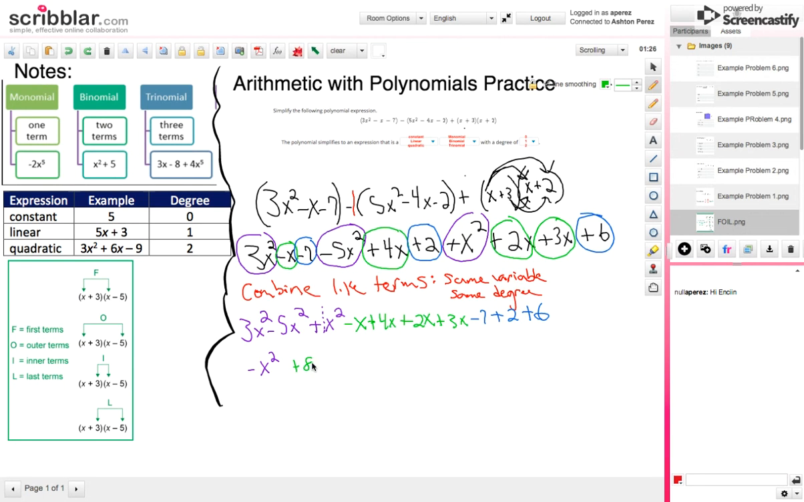You can always go back and check yourself. Arithmetic is the one thing you can mess up easily. So let's see, negative 1 plus 4, that's 3. 3 plus 2 is 5. 5 plus 3 is 8. Okay, so I think I'm good there.